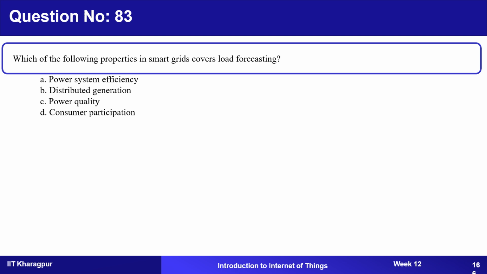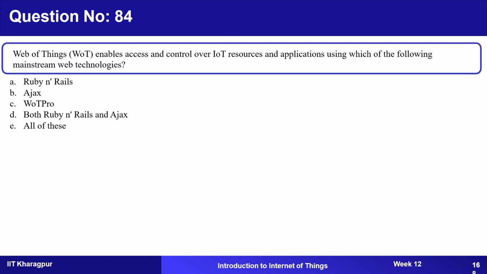Next question is, which of the following properties in smart grid covers load forecasting? Options are power system efficiency, distributed generation, power quality, consumer participation. Consumer participation. Power system efficiency. Load forecasting. How can I forecast? Distributed generation. Power quality.